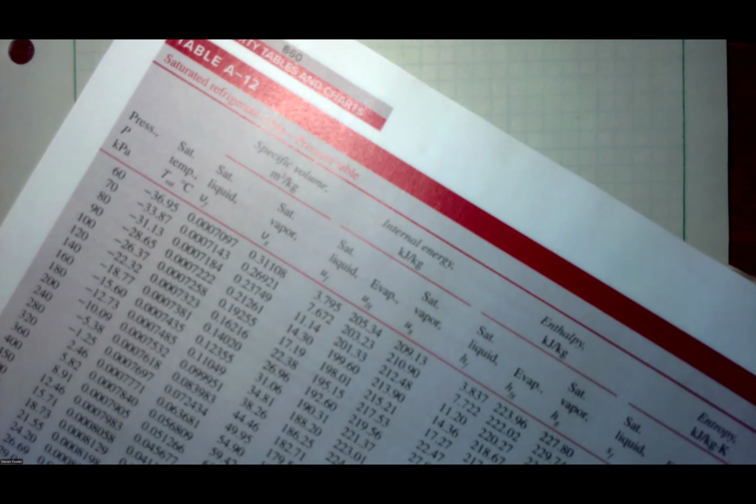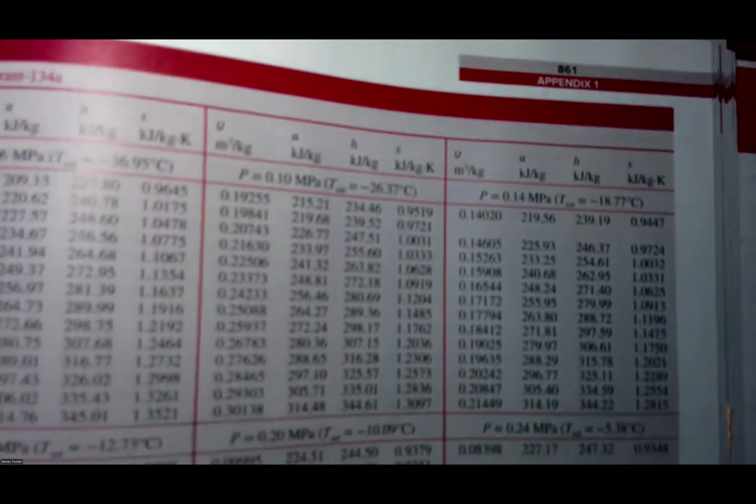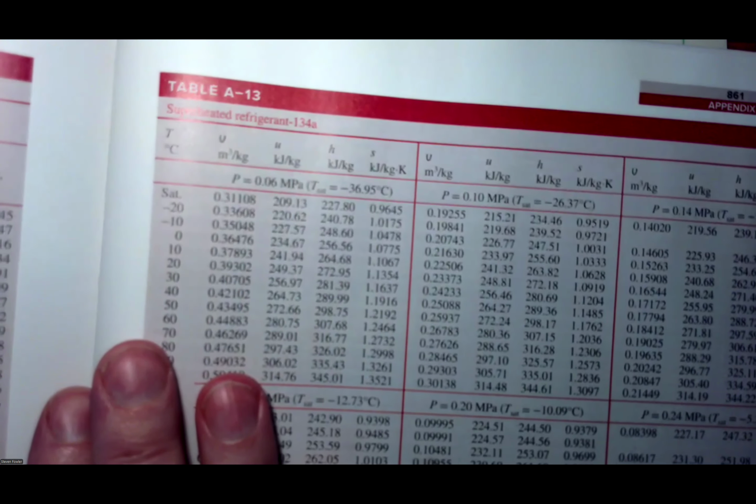So you've got values again for the saturated liquid curve, values for the saturated vapor curve. And we're going to actually put numbers to these and see mechanically how these work. But I just did want to go through a quick tour of the tables.